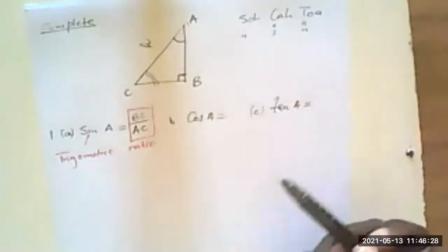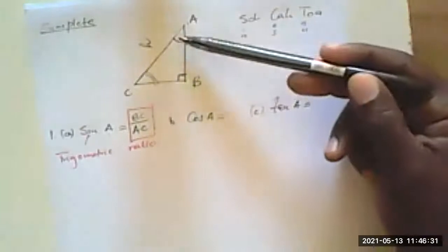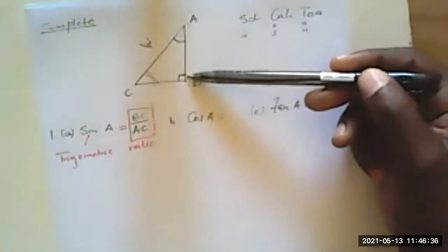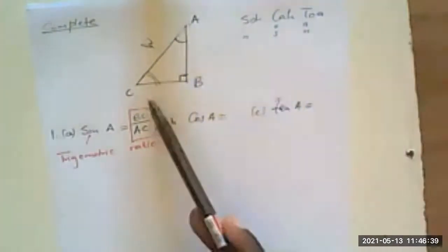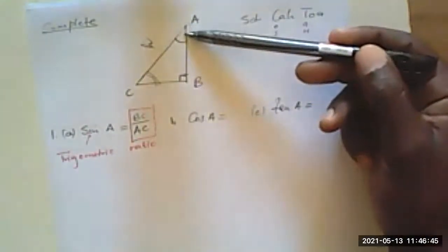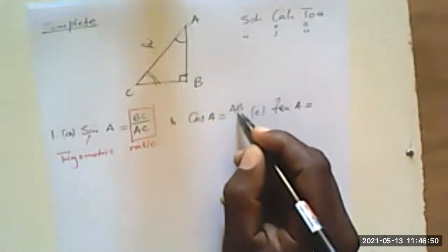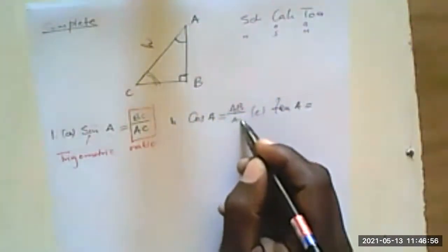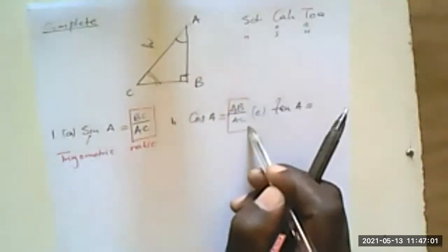So let us get to this one. The cos of A is adjacent over the hypotenuse. Now, what is the adjacent of A? It is this one, the base of A. The base of C is this one. So the base of A is this. That is adjacent, which is AB, over the hypotenuse. Hypotenuse is AC. So that is another trigonometric ratio.